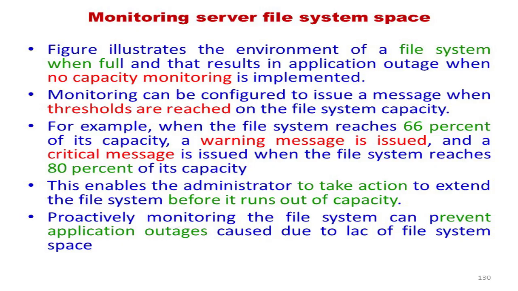For example, when the file system reaches 66% of its capacity, a warning message is issued, and a critical message is issued when the system reaches 80% of its capacity. This enables the administrator to take action and to extend the file system before it runs out of capacity. Proactively monitoring the file system can prevent application outages caused due to the lack of file system space.